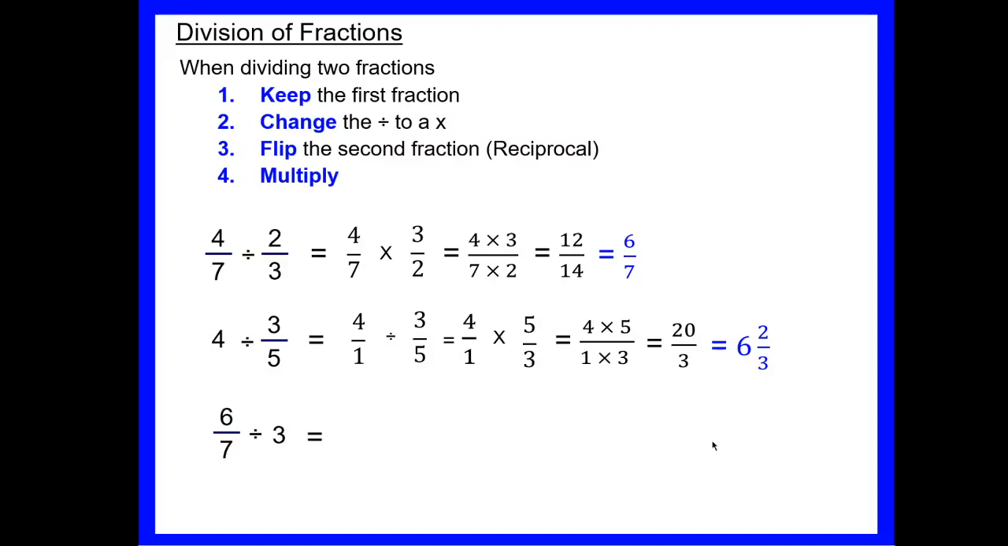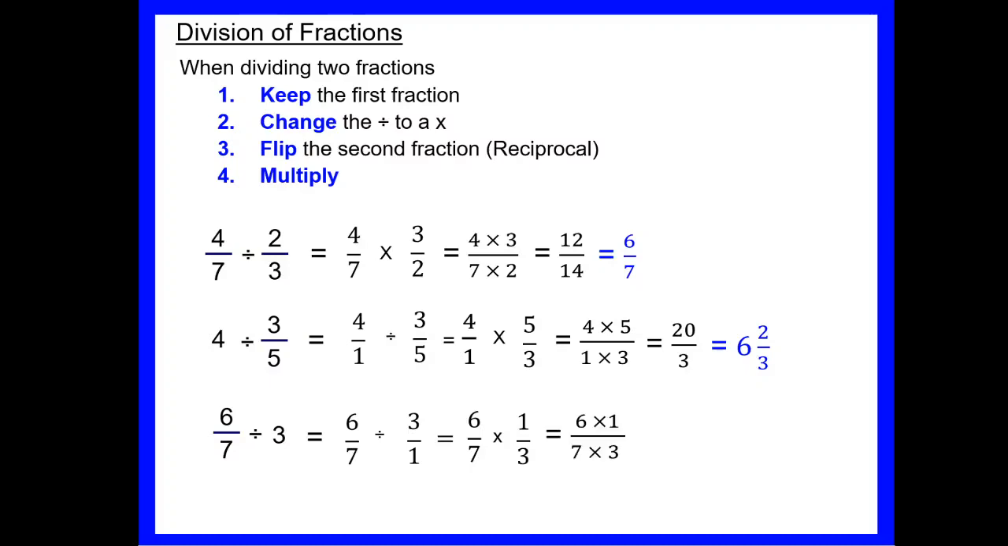Finally, what happens if we have a fraction divided by an integer? We're still going to follow the same rules. First thing, we want 2 fractions, so we rewrite it so that our integer of 3 is a fraction. We've now got our 6 out of 7 divided by our 3 out of 1. All we've done in this first step is change our integer to a fraction. Now we're going to change our calculation to a multiplication. We keep the first one, we change our symbol, and we flip the second one.